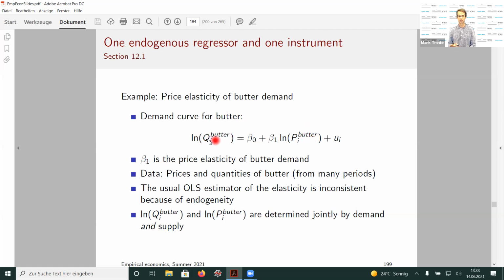And if the quantity of butter for some reason decreases, because of a trade embargo or something, the price will go up. So we cannot really say whether the price determines the quantity or whether the quantity determines the price. And the reason is that quantity and prices are determined jointly by demand and supply. You have seen this picture, the holy cross of economists, so demand and supply curve.